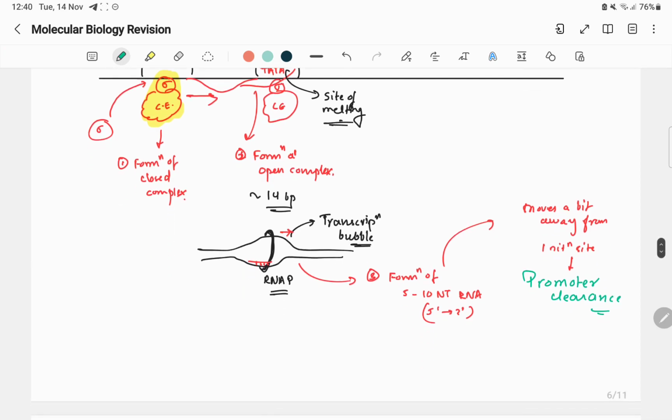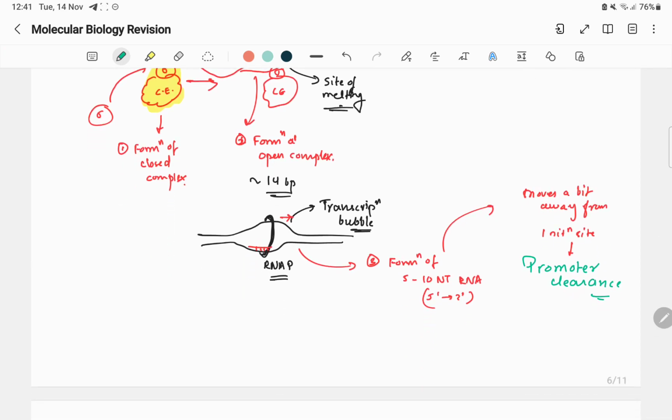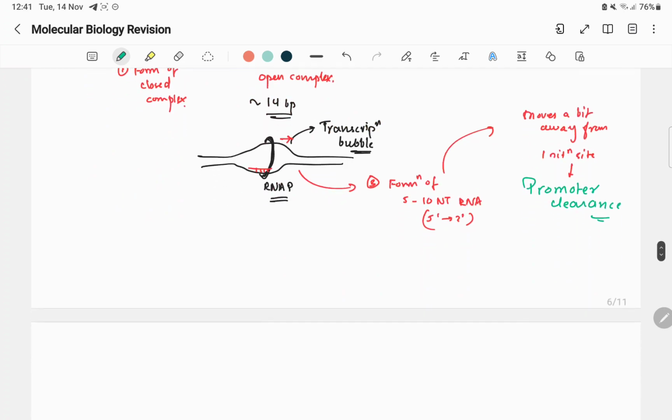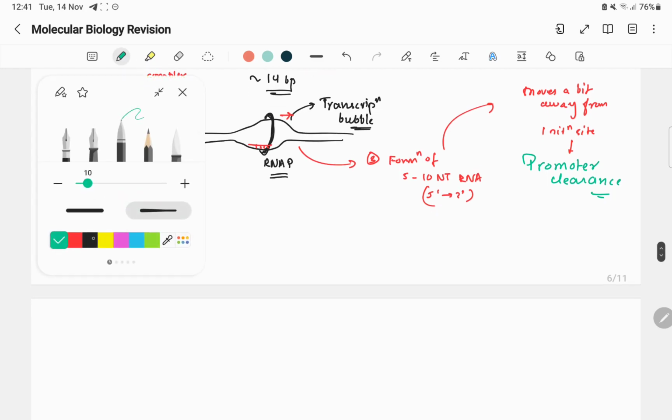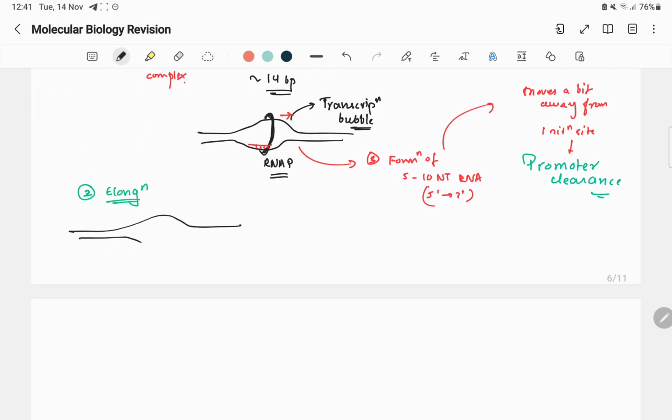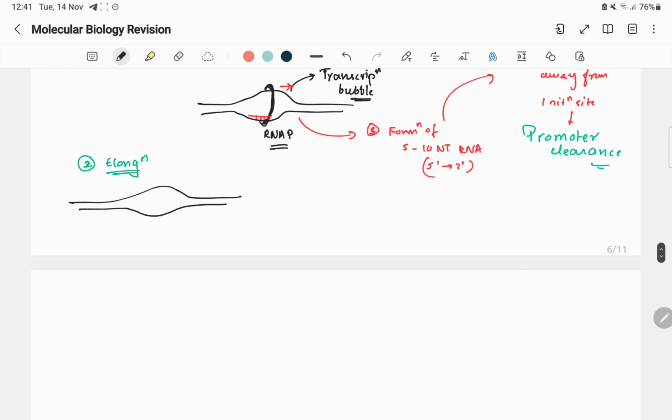Then we have the next step, not termination, but elongation. The second one is elongation. In the elongation step, you have the DNA like this, and this open transcription bubble is there.